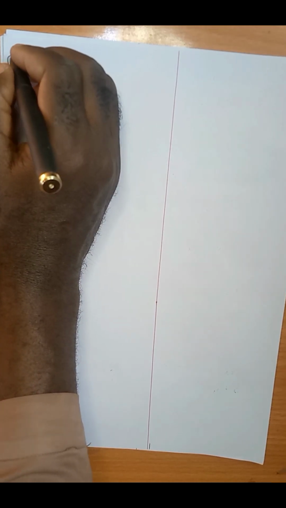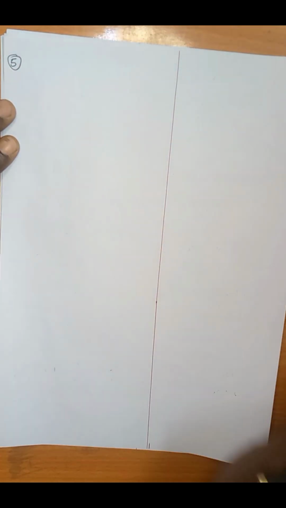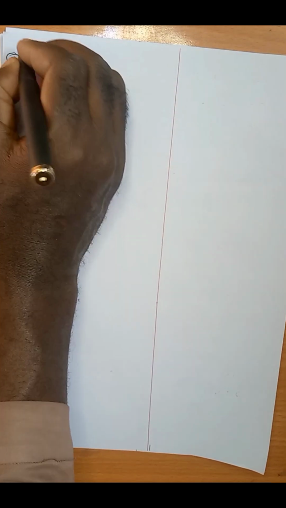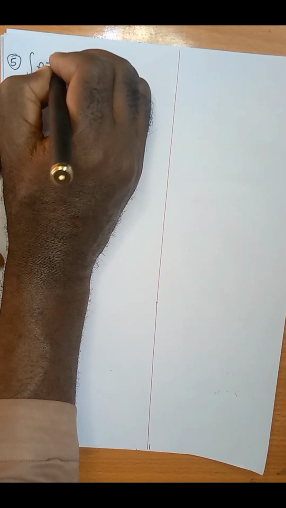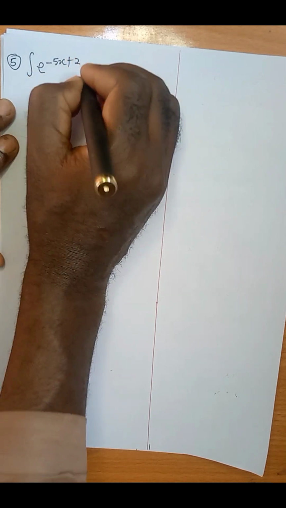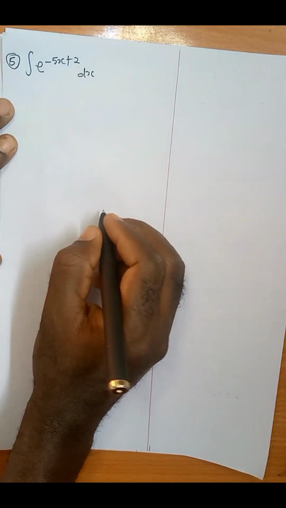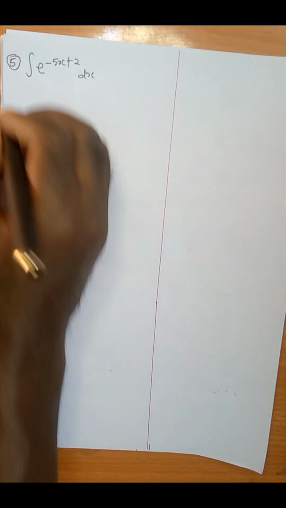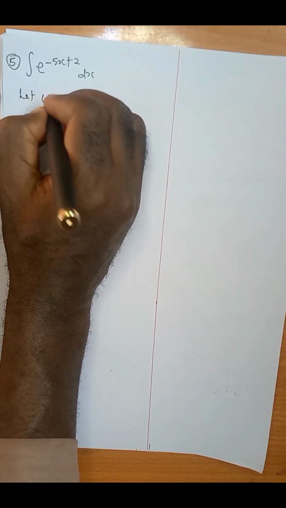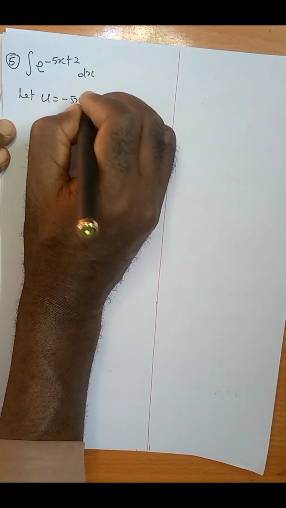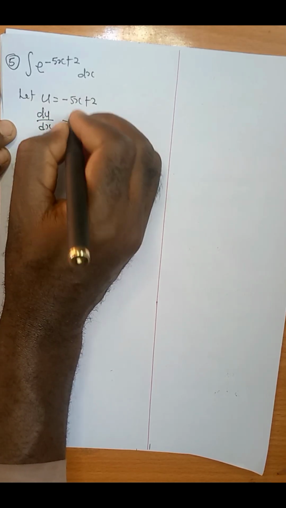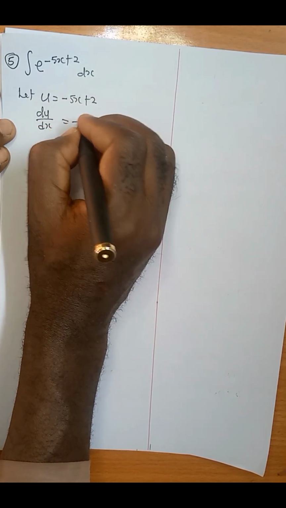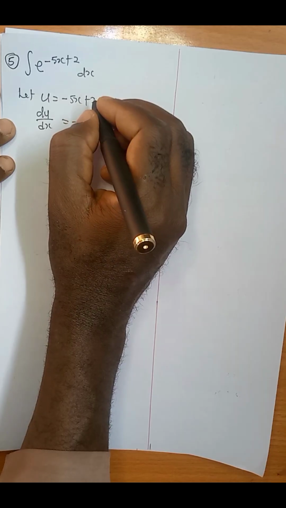Number 5. We're given the integral of exponential minus 5x plus 2 dx. Now we follow the same procedure. We say let u be equal to minus 5x plus 2. Then we differentiate u with respect to x. When we differentiate minus 5x, it will give us minus 5. Remember, when we differentiate 2, which is a constant, it's 0. So we throw it away.